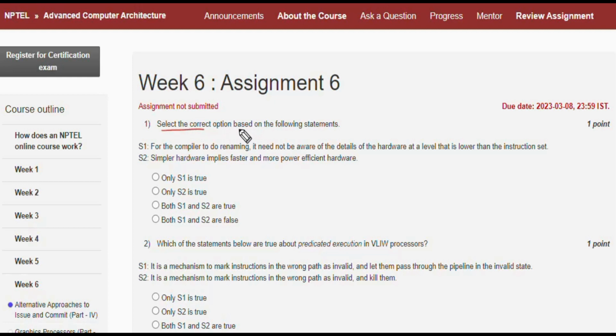Select the correct option based on the following statements. Statement 1: For the compiler to do renaming, it need not be aware of the details of the hardware at a level that is lower than the instruction set. Statement 2: Simpler hardware implies faster and more power efficient hardware. Here only statement 2 is true, and statement 1 is false. It needs to be aware of the details of the hardware at a level that is lower than the instruction set. Okay, so I select only S2 is true.